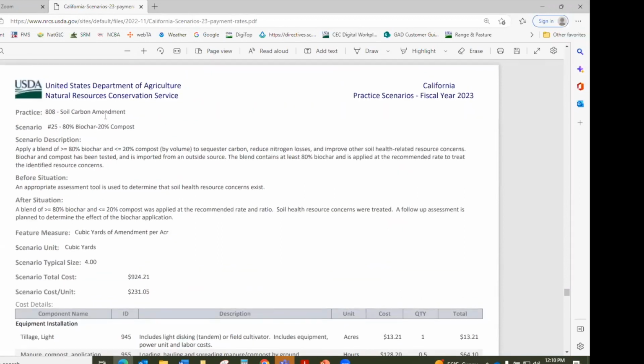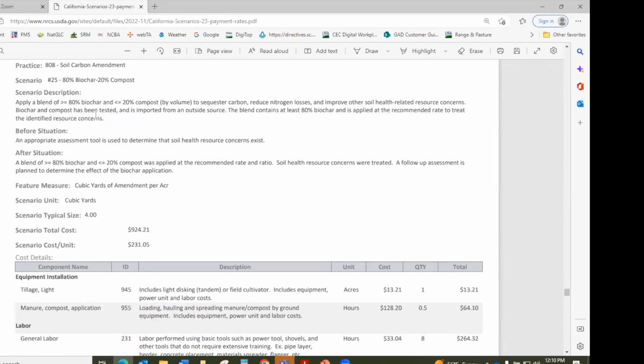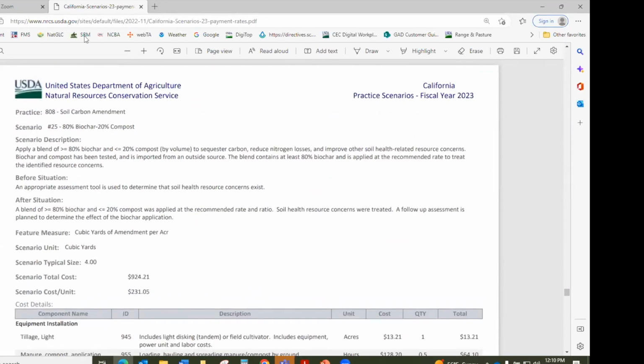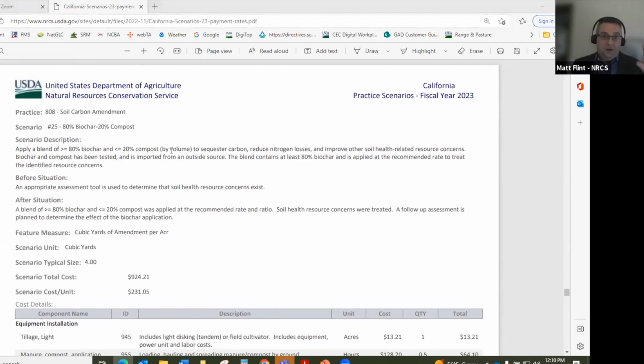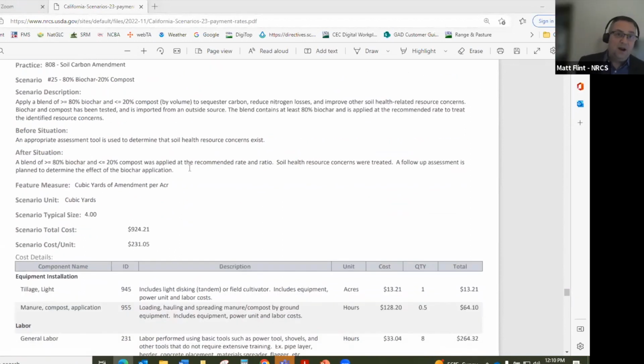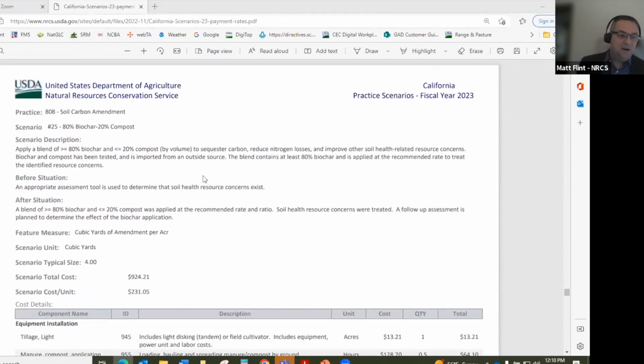Yeah, I can go ahead and walk through it, and I could fill in as necessary. Okay. Yep. So this is how the sausage was made for one of the scenarios that we saw in the earlier table. This one has an ID number 25, and its name is 80% biochar, 20% compost. Below there is a scenario description and a before situation and an after situation.